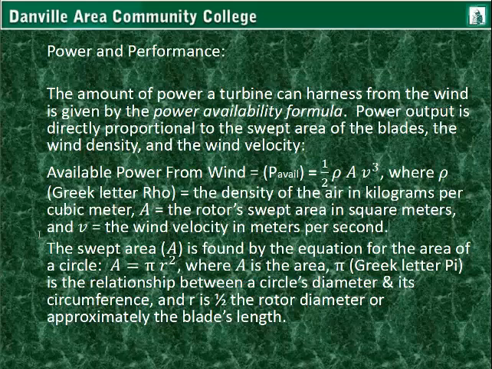The swept area is found by the equation for the area of a circle, because it takes on a disc shape, and the area equals pi r squared, where A is the area. Pi is the relationship between the circle's diameter and its circumference, and r is 1/2 the rotor diameter, or for this lesson, approximately the blade's length.